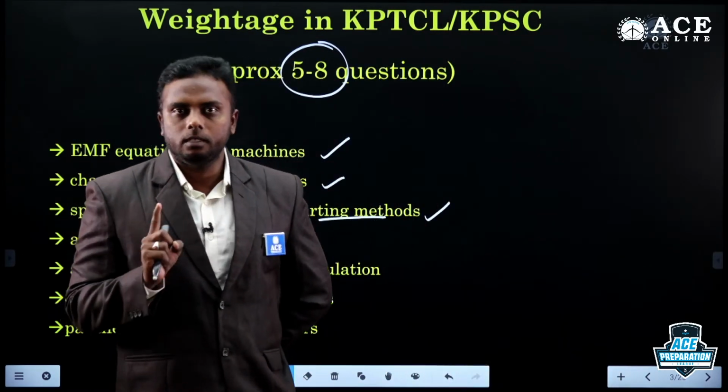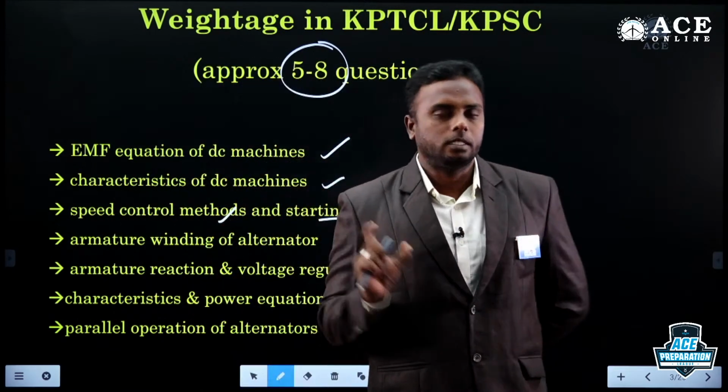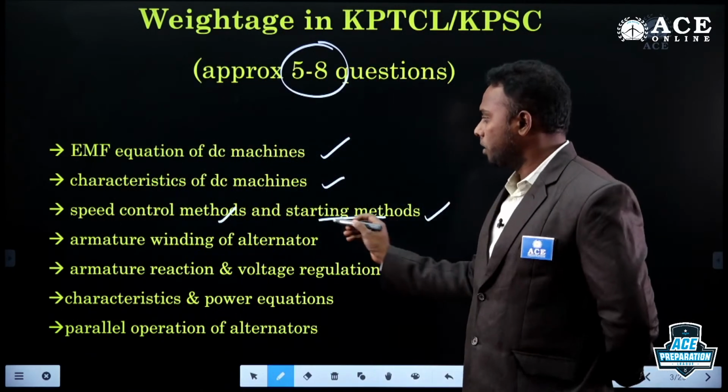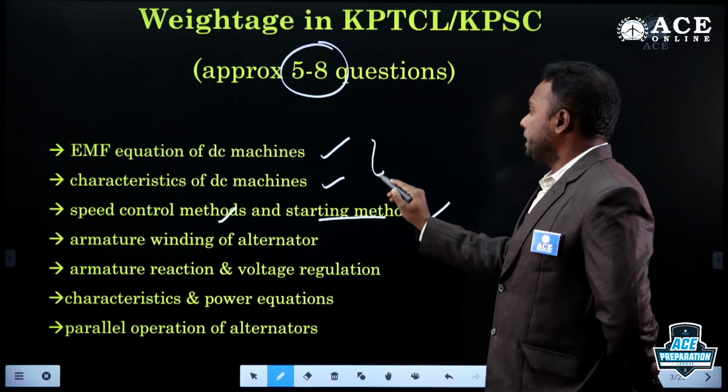There is one drawback in the 3-point starter. That's why we go to the 4-point starter. Okay, this type of questions we have, so these three are related to DC machines.